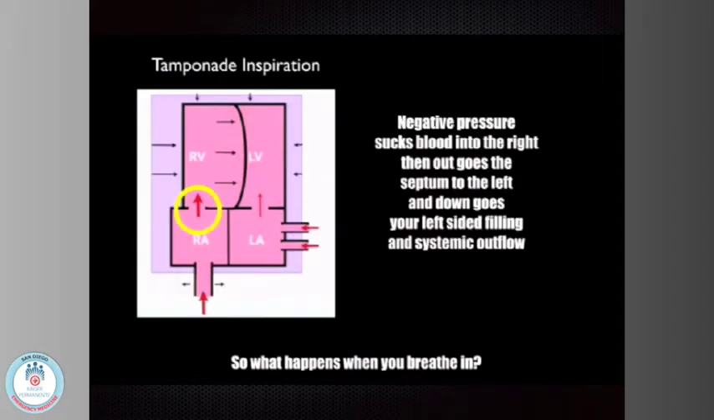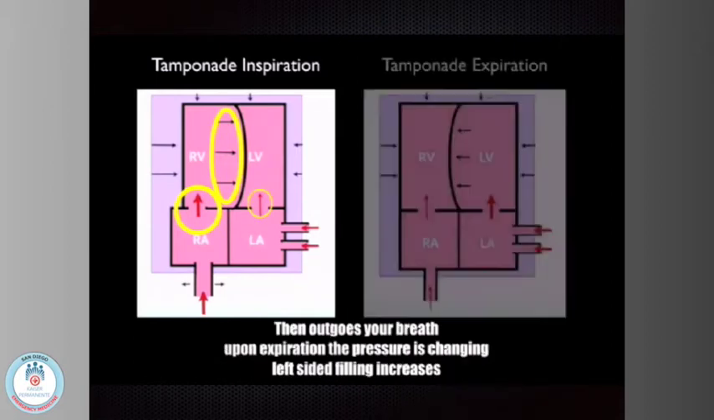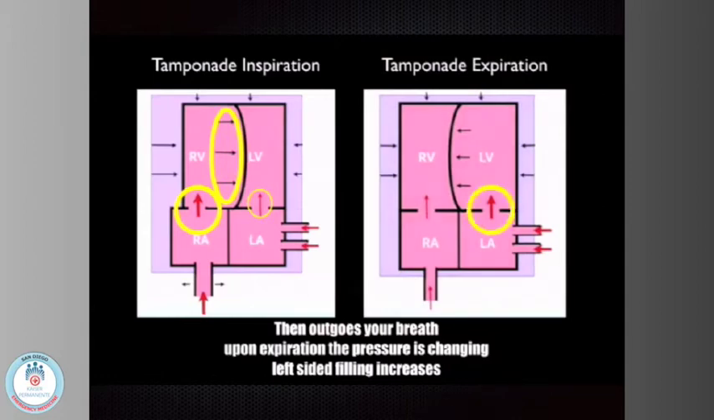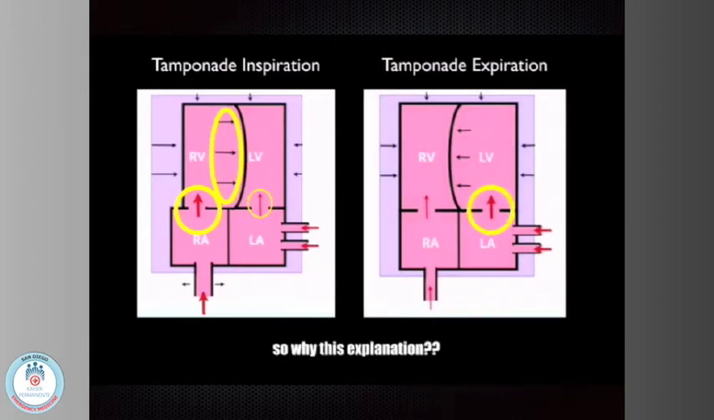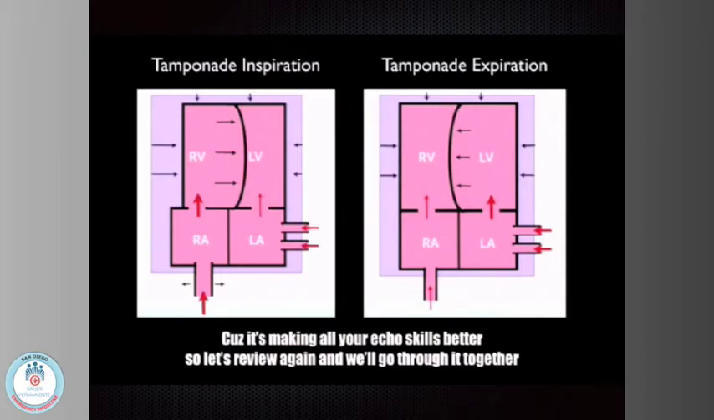Negative pressure sucks blood into the right, then out goes the septum to the left, and down goes your left side of filling. That is systemic outflow, then out goes your breath. Upon expiration, the pressure is changing, and left side of filling increases. So why this explanation? Well, because it's making all your echo skills better.